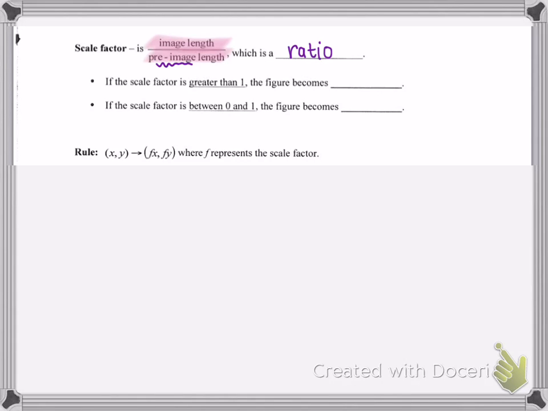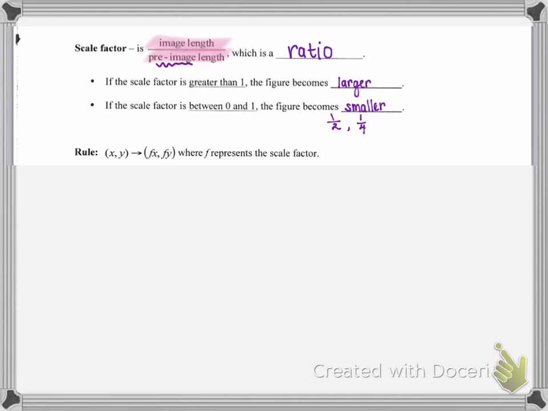If the scale factor is greater than 1, the figure becomes larger. But conversely, if the scale factor is between 0 and 1, the figure becomes smaller. So we're not talking about negative values here. We're talking about things like 1/2 or 1/4. That would produce an image that is 1/2 the original size.